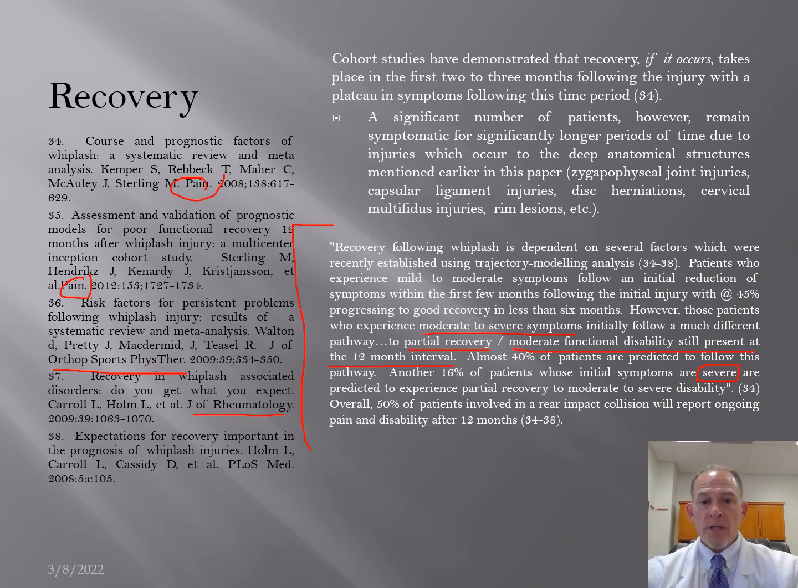The research predicts that these patients experience partial recovery, and they're going to be stuck with moderate to severe disabilities on an ongoing basis. So overall, the research predicts that 50% of whiplash cases will report ongoing pain and disability at the 12-month post-accident date. That's very significant.